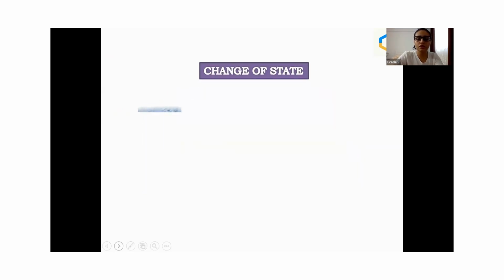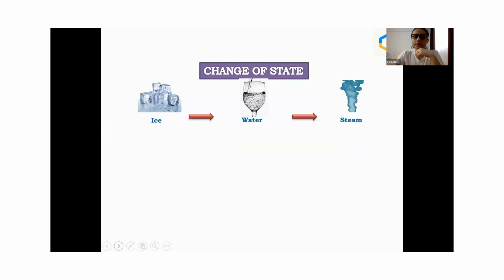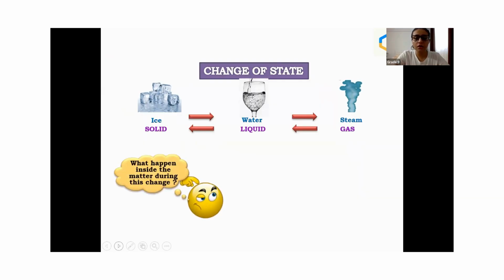we are going to see changes of state: solid, liquid, gases, ice, water, vapors, right? Ice, water, and steam. And this is when we convert them, like gas can be changed to liquid and liquid then changed to the solid. We are going to see what is exactly happening inside the particles. How are their bondings reacting when we are changing one state to the other state?